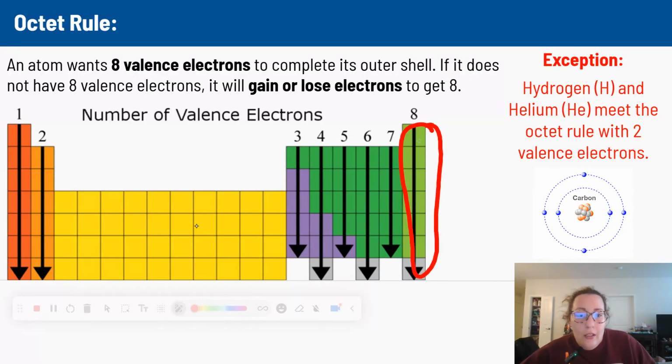And we know that helium actually has 2 valence electrons even though it's under 8. That brings me to my first exception, which is that hydrogen and helium meet the octet rule with 2 valence electrons. They don't need 8, they only need 2. That's because the first energy level on your atom, for example this one on carbon right here, can only hold 2 valence electrons. Since hydrogen and helium only have 1 energy level, they are complete with 2 instead of 8. Everything else needs 8 though.